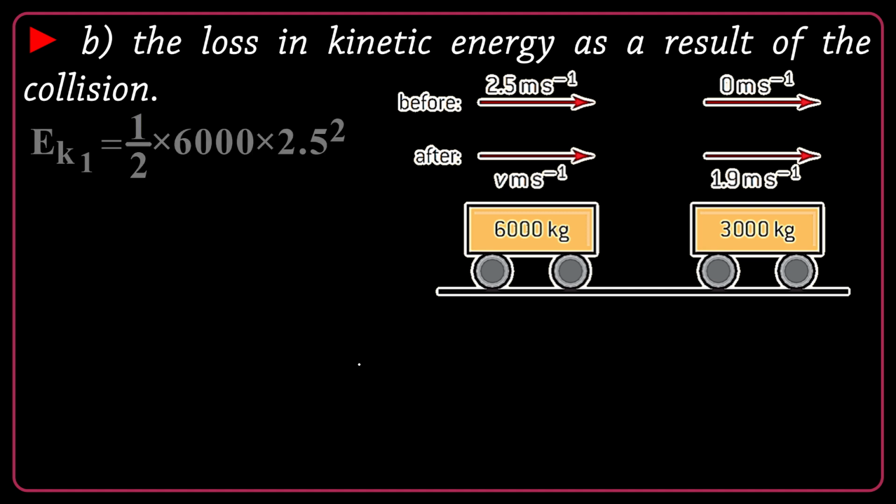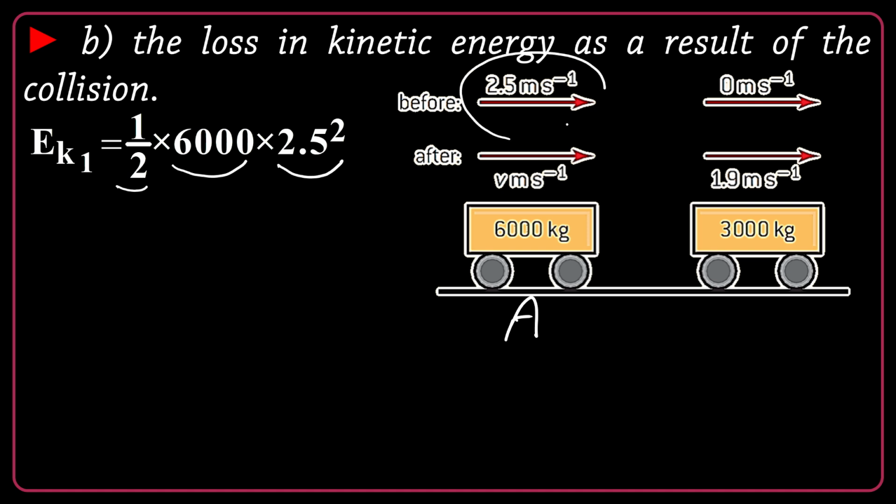Let's do it one by one. The total kinetic energy of cart A is EK1, a half of m v squared. This v is the initial velocity of cart A.